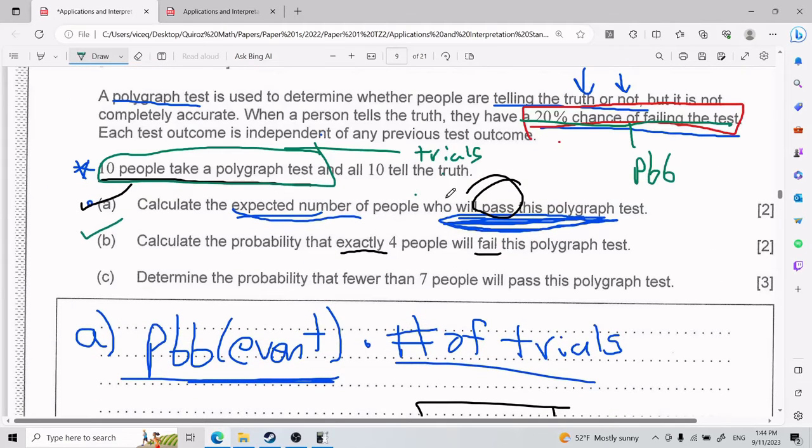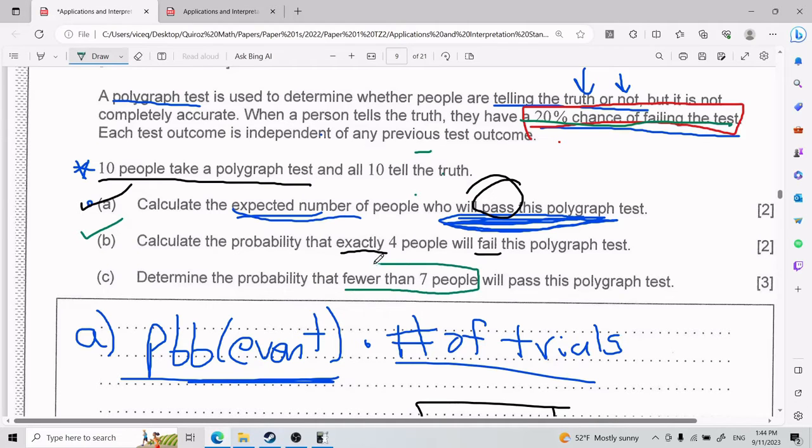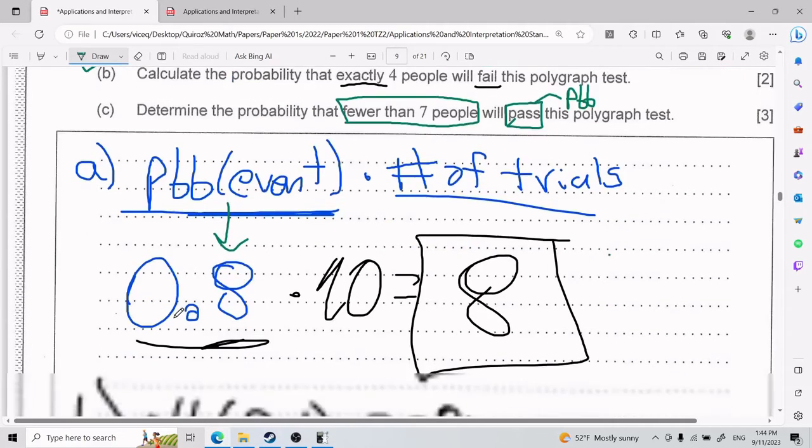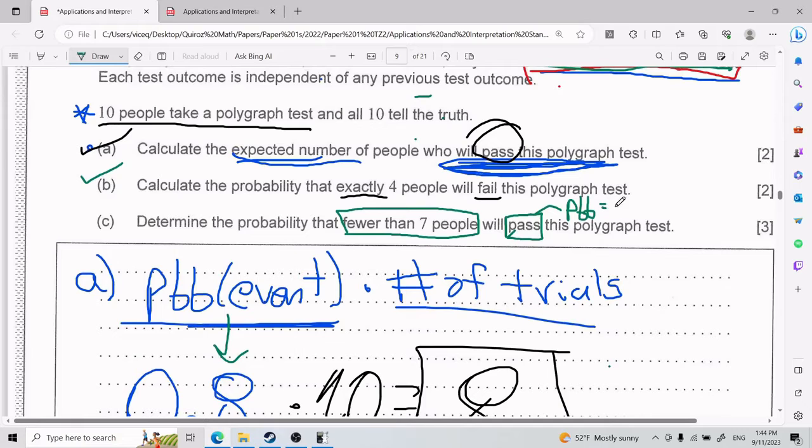So what is the probability? What are the trials I need? Let's find out. In this case, we need fewer than 7 people, and we're also talking about passing. So passing is going to be my probability. What is the probability of passing? We said earlier it's 0.8. So my p-value is going to be 0.8, and fewer than 7 people is going to be your x value.